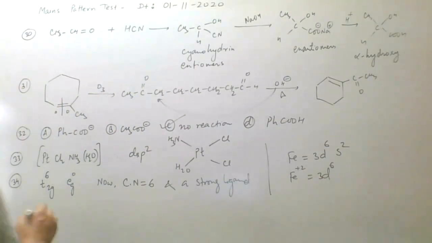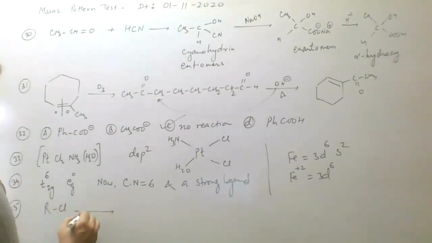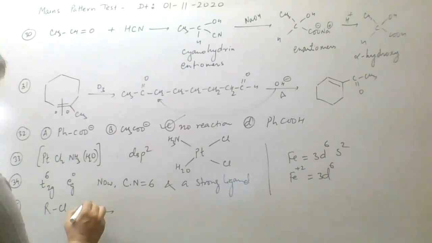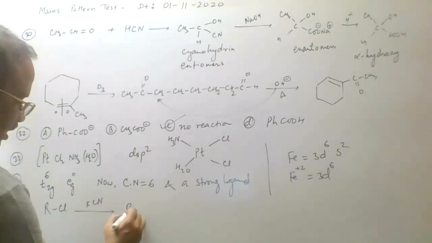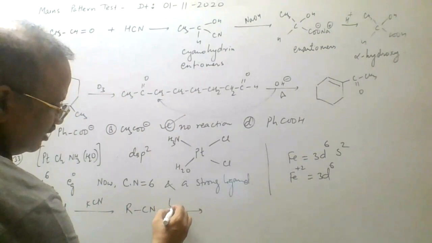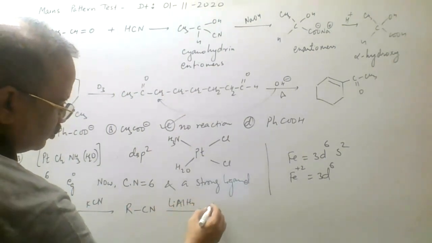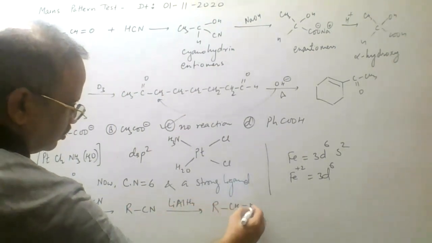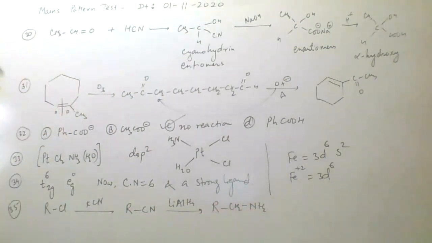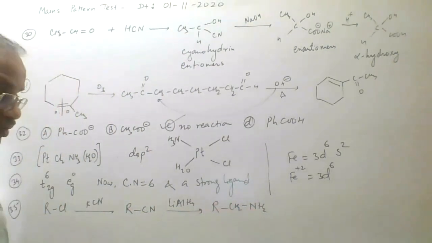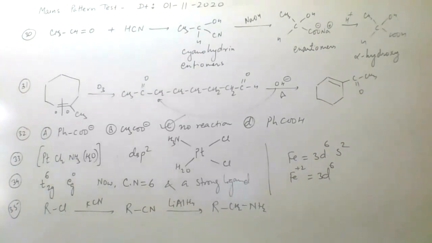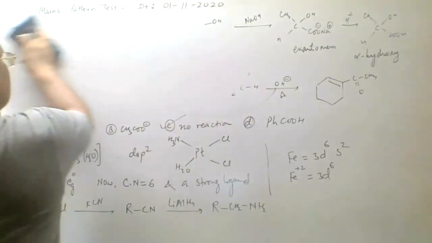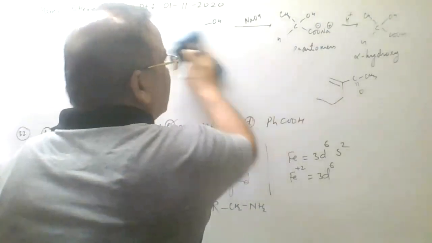Next, question number 35. RCl when treated with KCN gives RCN, and RCN with lithium aluminum hydride, we know, will be reduced to give RCH2NH2. That is the product of the reaction, so the option will be 2. In question number 36, it is a reaction. We know the chemical reaction in that case. Question number 36, we can write like this.